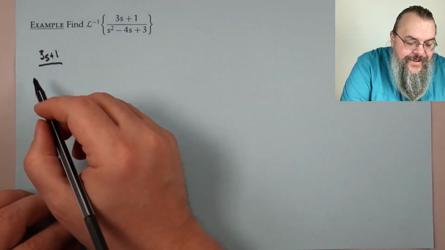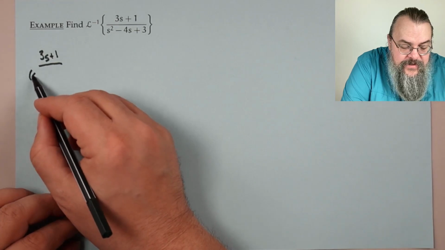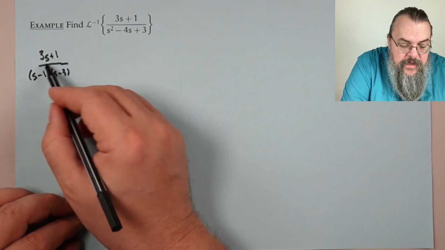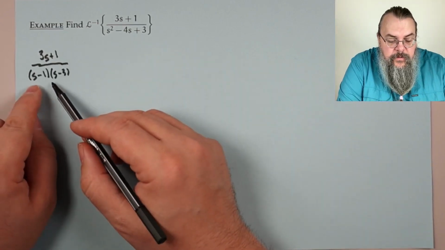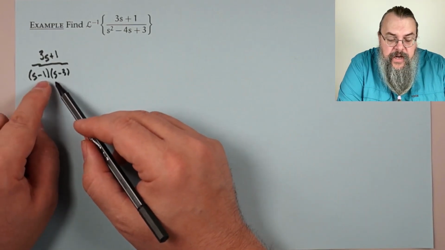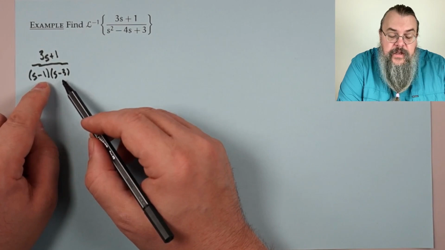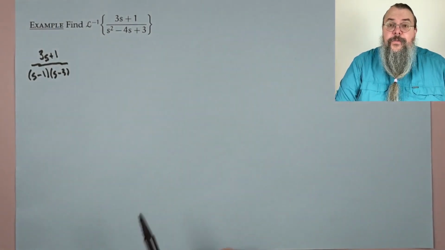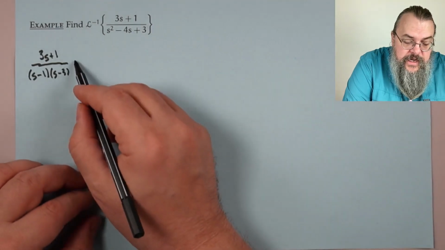Yes, it does factor. It factors as s minus 1 times s minus 3. And you can check, right? It's s squared, good. Minus 3s minus s is minus 4s, and then plus 3. All right, great. So now we say, well, let's do partial fractions.